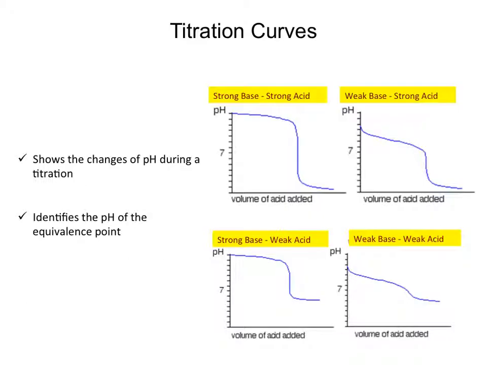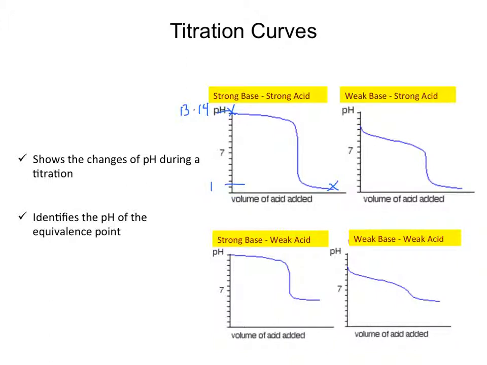So this slide is going to talk a little bit about titration curves. Titration curves show the changes of pH during the titration process, and it is a great way to identify the pH of the equivalence point of that titration. You can see up in the upper left-hand corner, we have a titration curve that's going to start off as a strong base, and you know that because the pH is pretty high. It looks like it's about a 13 or a 14, and that strong base is being titrated with a strong acid. And I know that because if I go to the end point of the curve, you'll see that it's down here around 1.